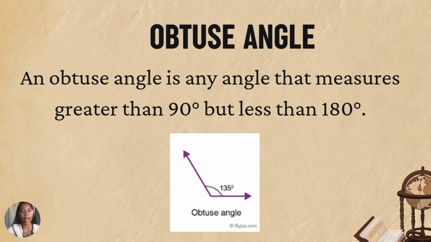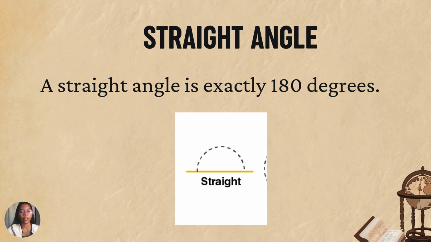Okay, now let's move on to the straight angle. A straight angle is exactly 180 degrees. So exactly 180 degrees, that is what we call a straight angle. It looks like a completely straight line, as if the two rays are pointing in opposite directions.